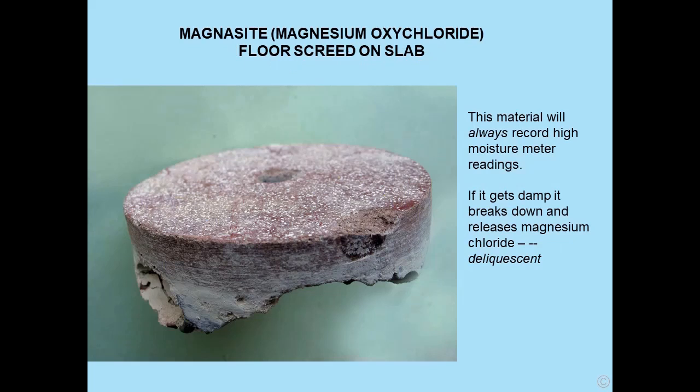There's a sample that was removed. Those materials, magnesite, are usually coloured, this sort of off reddish. Those materials will always record high moisture meter readings, even when regarded as dry. But if it gets damp, it'll break down and release magnesium chloride, which is deliquescent.